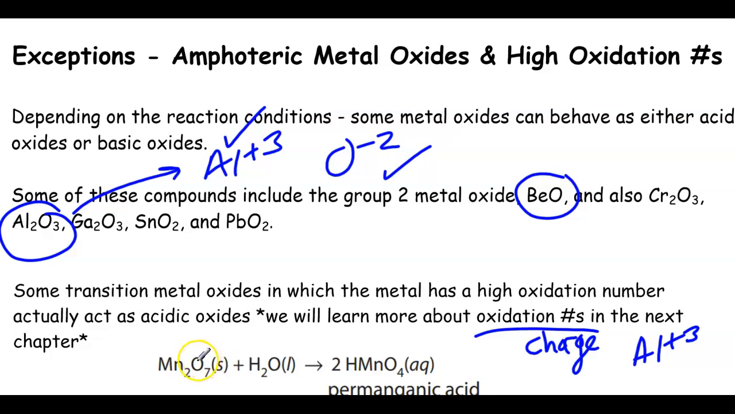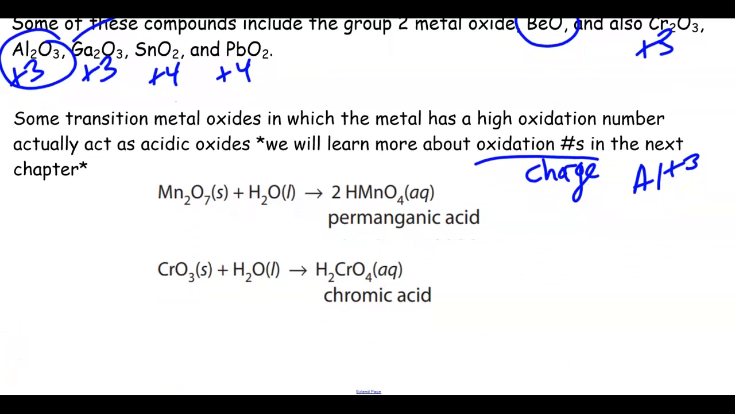So if we look at all of these, all of these have high charges. Beryllium is the only one that does not. It's in group 2. But chromium, +3. Aluminum, we already discussed, is +3. Gallium, in this case, is gallium 3. This is tin 4 and lead 4. So anything +3 and up, with the exception of beryllium, which is the only +2 that undergoes this.